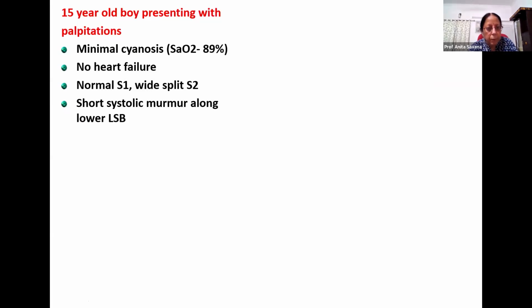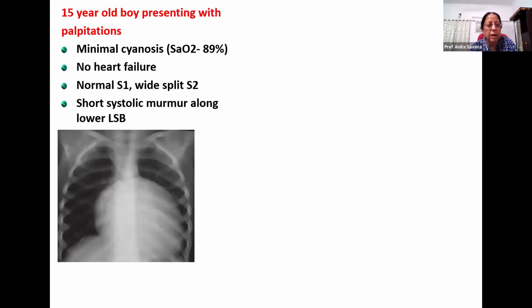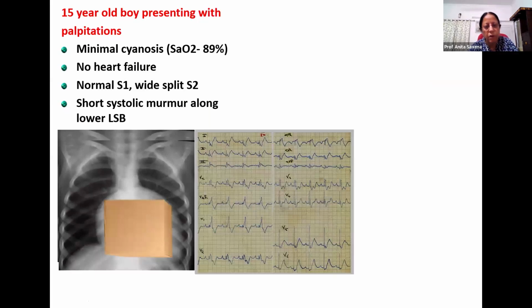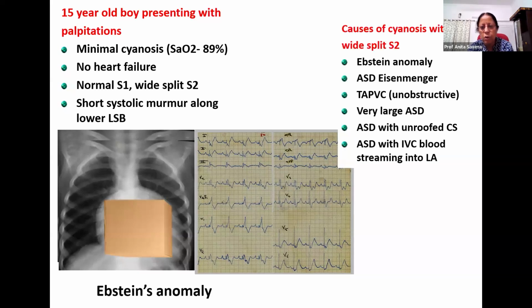So this is probably the last case. I think we've discussed at length. This is a 15-year-old, reasonably asymptomatic, who may complain of palpitation, with a wide fixed second heart sound, very short murmur, quiet heart, cardiomegaly. This is called box-shaped heart and very classical of Epstein's, where you have no RVH, but you have a wide QRS or RBBB pattern.